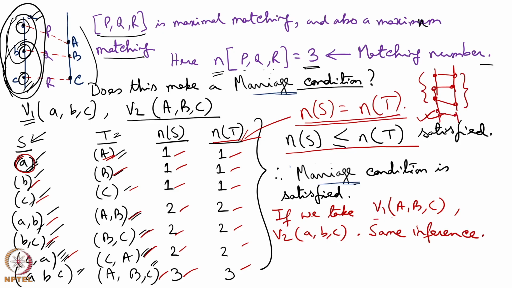If we take V1 as ABC and V2 set as small a, small b, small c, the same inference can be drawn. How it will work, I am showing you. Here we wrote small abc etc., but now we will write S as A, B, etc. And here we will write T as small a, small b, etc. And we will eventually see that the same condition is satisfied, NS equal to NT.